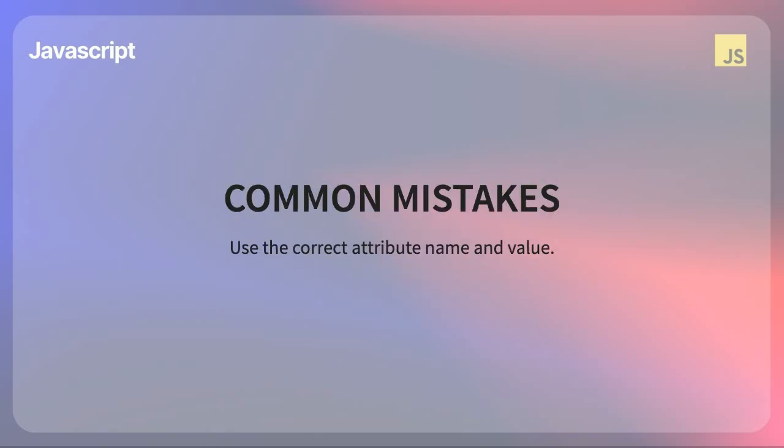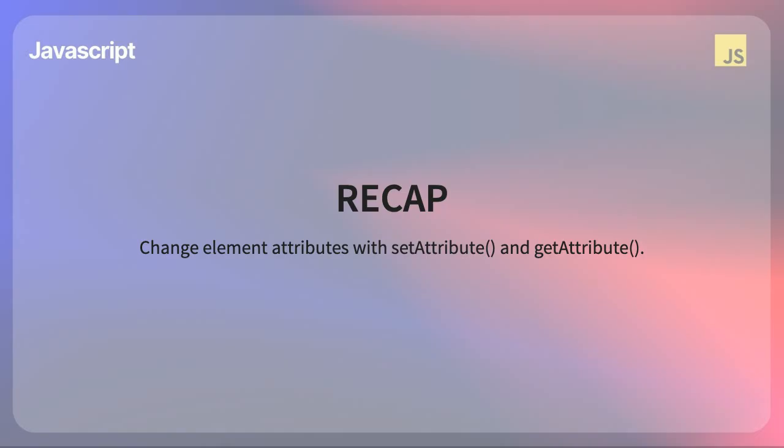When working with element attributes, it's essential to avoid common mistakes. Make sure to use the correct attribute name and value. In this video, we covered how to change element attributes using the setAttribute method and retrieve attribute values with getAttribute. We also discussed key concepts, practical examples, and common mistakes.